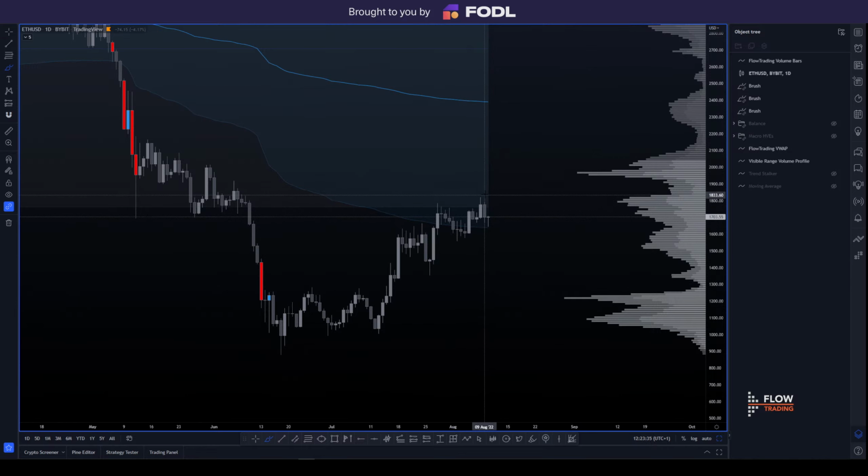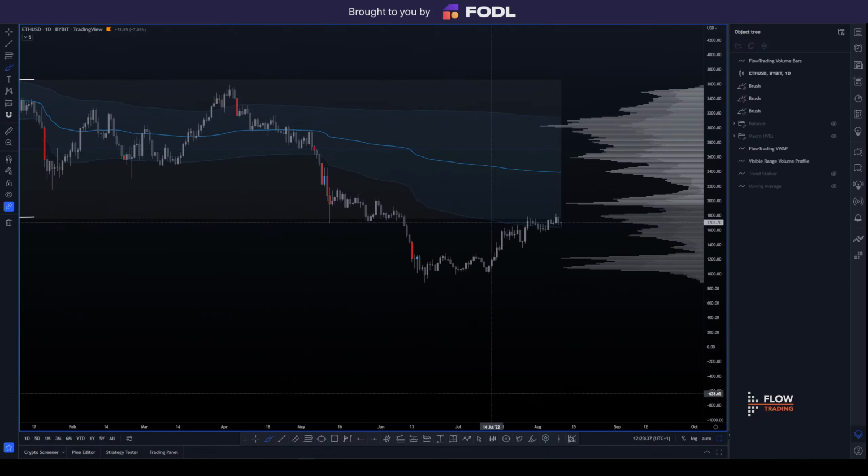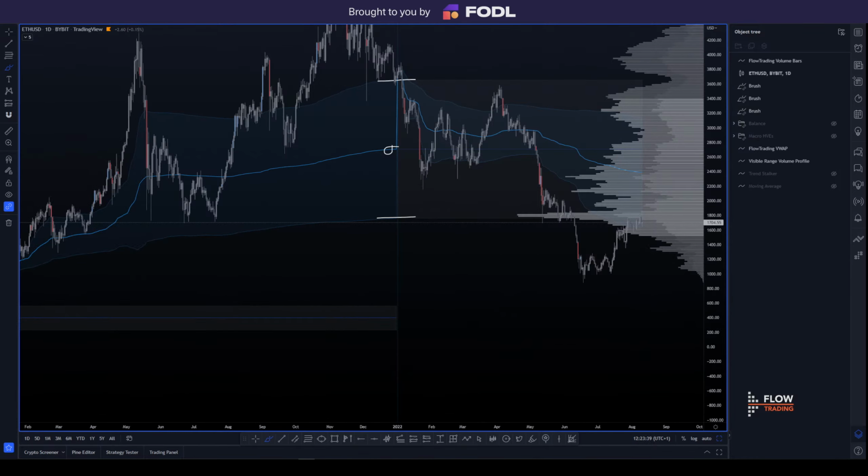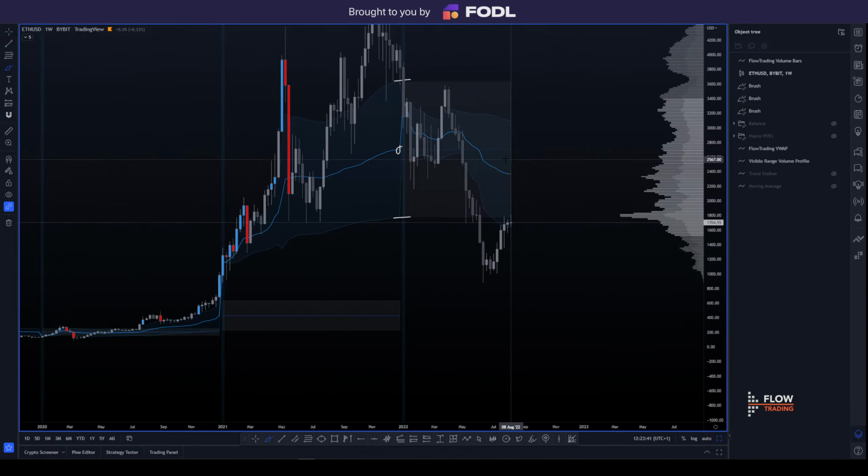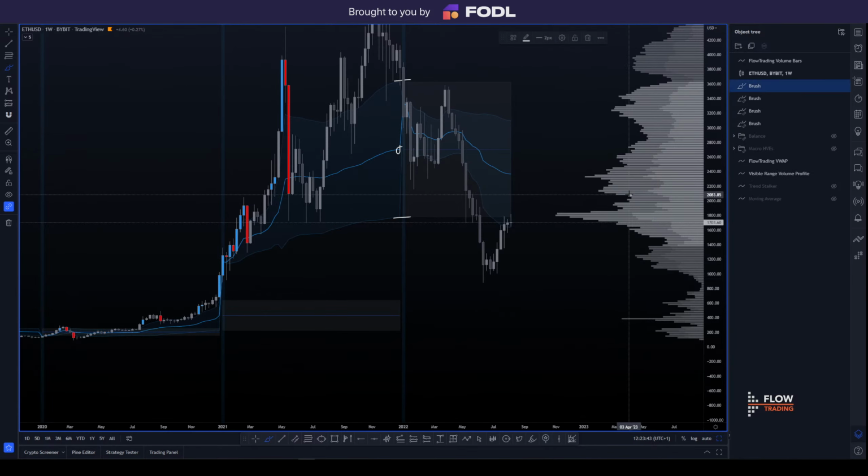If this rallies to the upside, then there is a strong possibility that we go all the way to this low volume area here, around $2,000. If we break above that, then the next level I'll be looking for is around $2,500, which is where the yearly VWAP is.